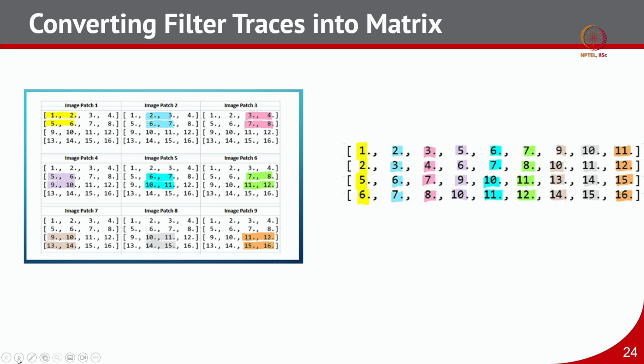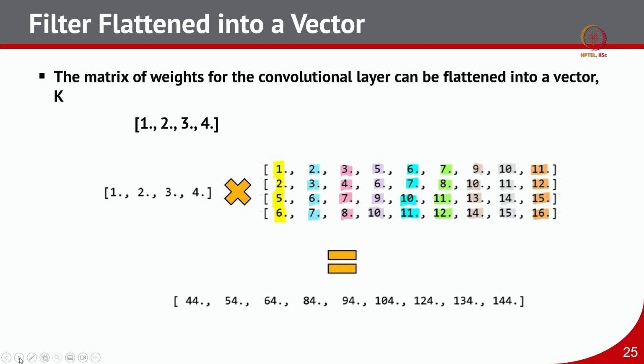Now remember, when we convert the image patches into a matrix, this 1 2 5 6 will go to one column. That is how we flatten the input feature map. The second patch will go to the second column, the third patch to the third column, and so on and so forth. If we multiply this flattened input feature map with the flattened version of the filter, then we will get the flattened version of the output feature map. How does it happen? The matrix of weights for the convolutional layer can be flattened into a vector, as we already saw in the last class.